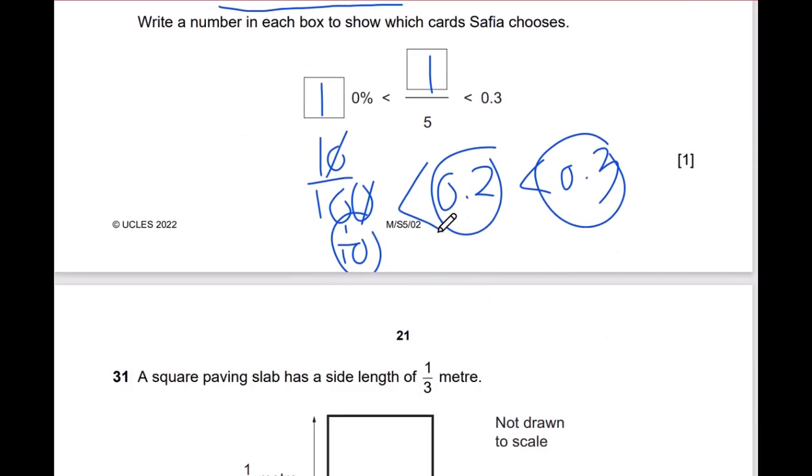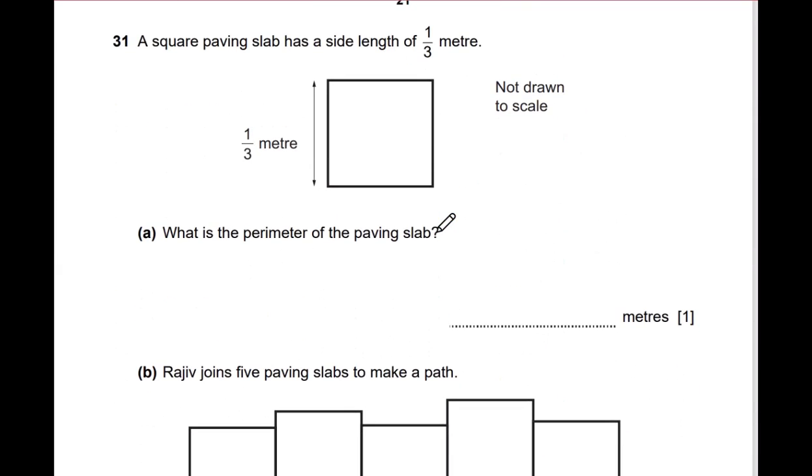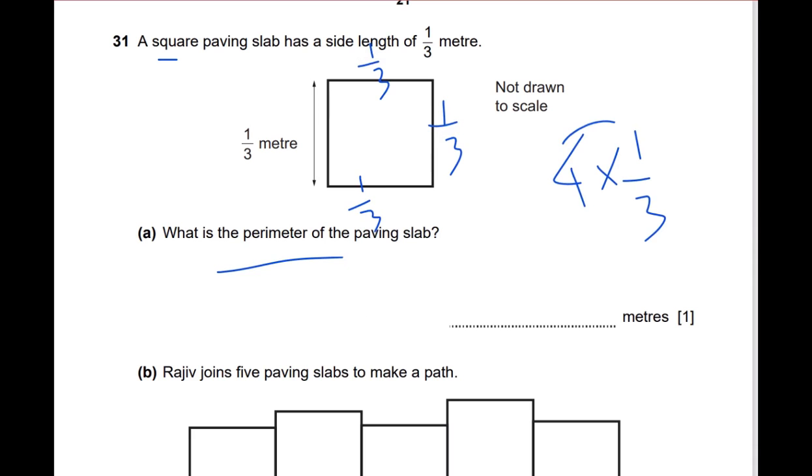Alright, next question 31. A square paving slab has a side length of 1 over 3 meters. Remember, this is a square. What is the perimeter of the paving slab? Few seconds. Okay. If you need some more time, please pause this video. Now perimeter is 4 sides. We add up. So 4 sides. So the shortcut is 4 times 1 over 3 equals to 4 over 3 or 1 1/3 meters.